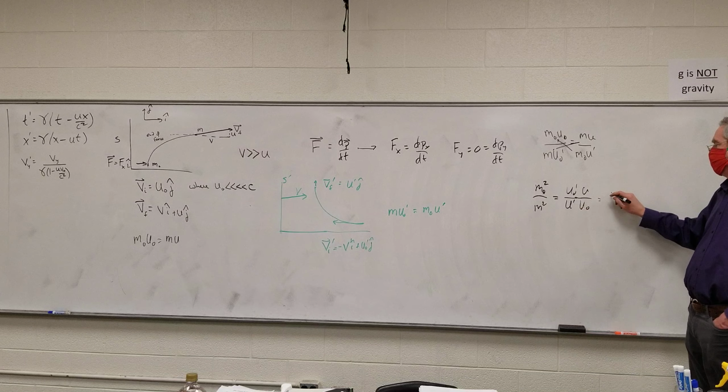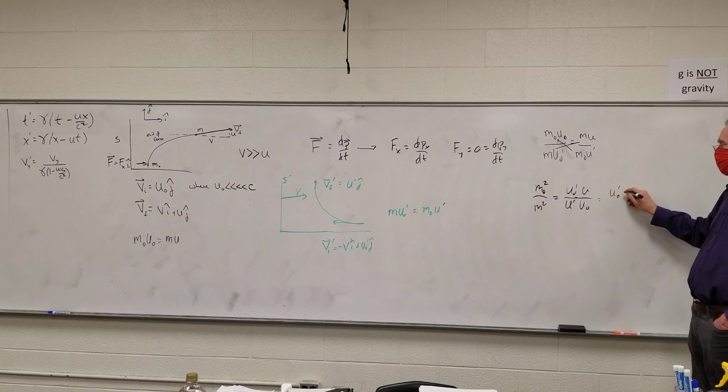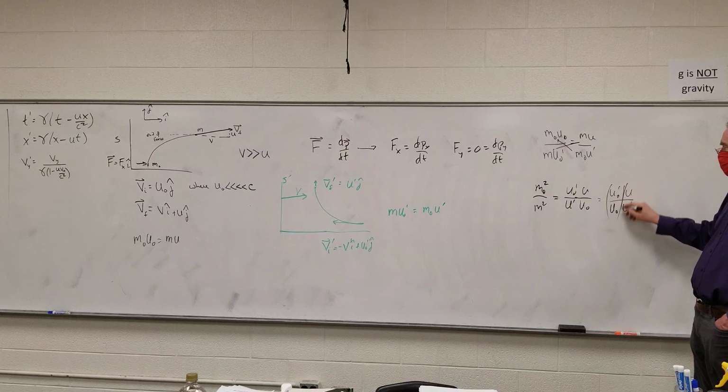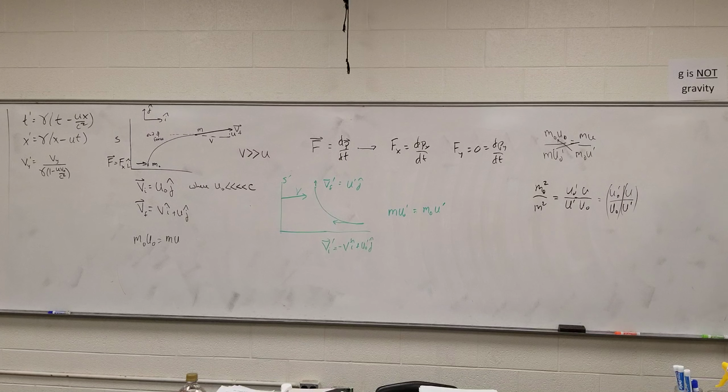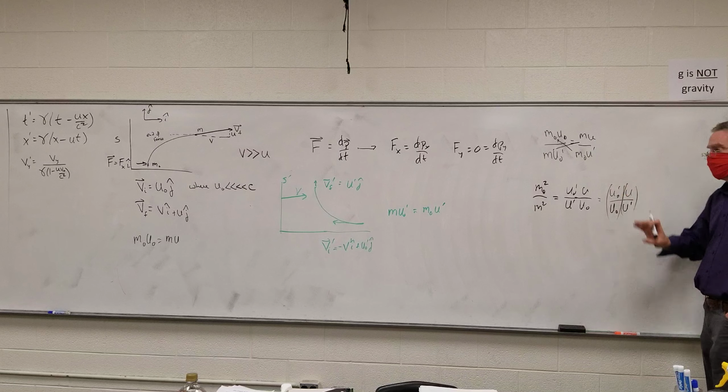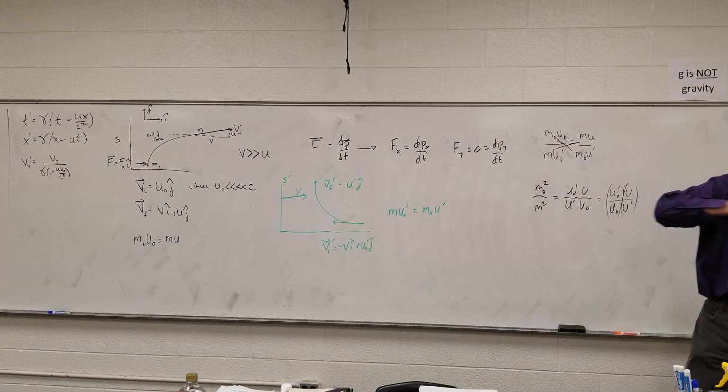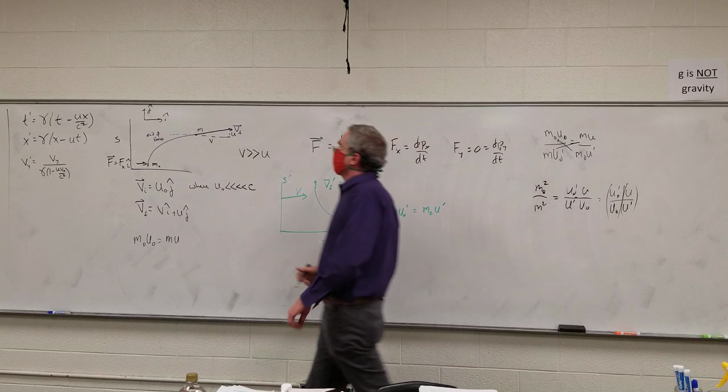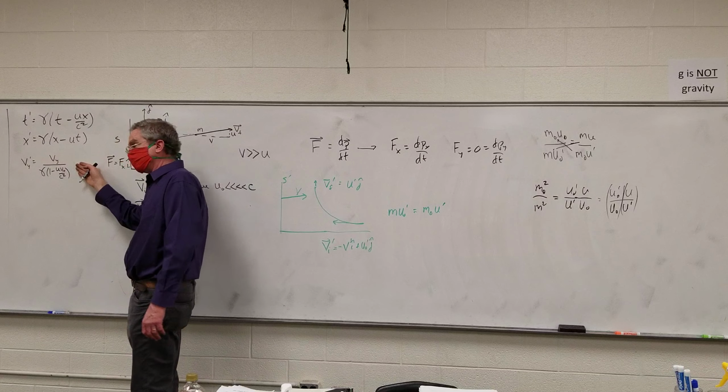I'm going to change the order around here, which is what I was trying to do in one step, and apparently couldn't walk and chew gum at the same time. Basically, I want the u naughts together and the non-naughts together. These are the velocities that are perpendicular to the motion of the prime frame. This gets in play.